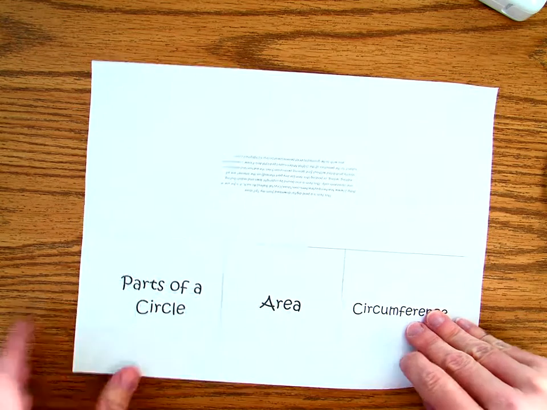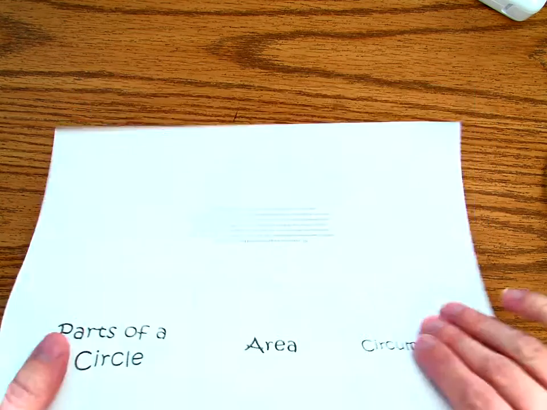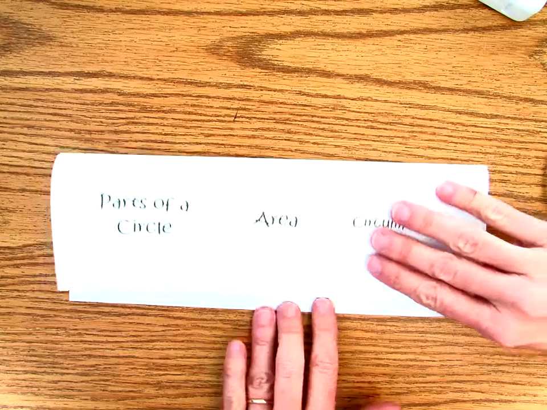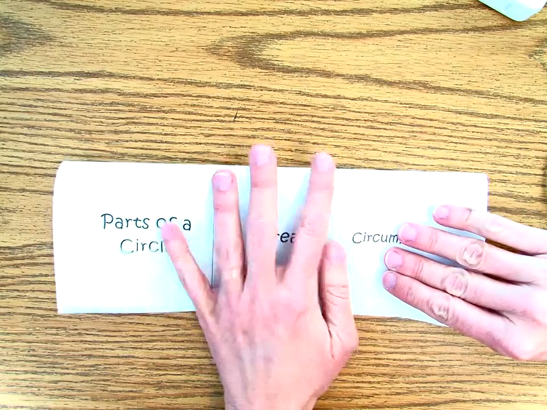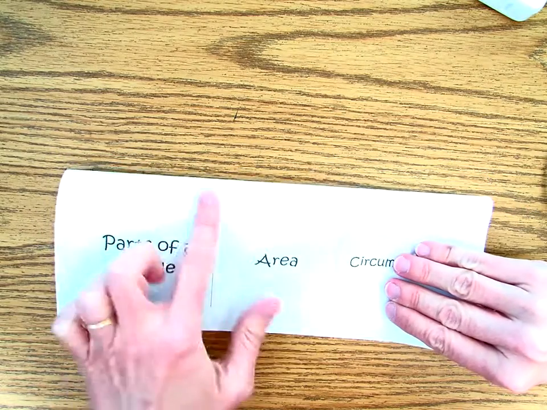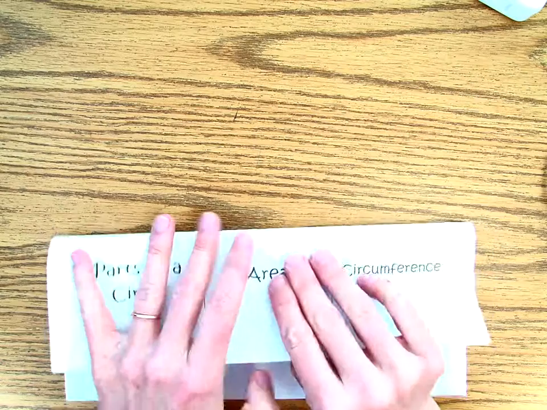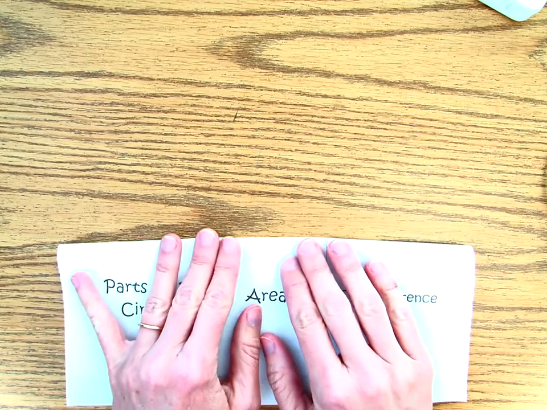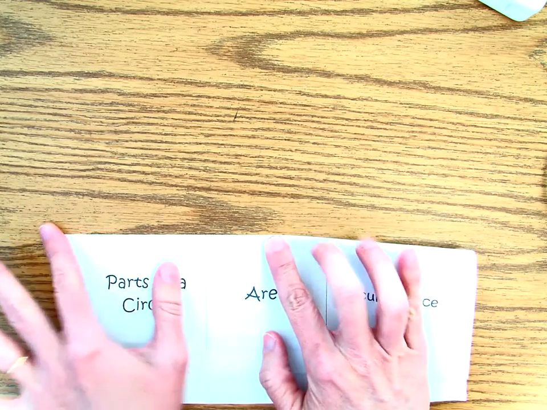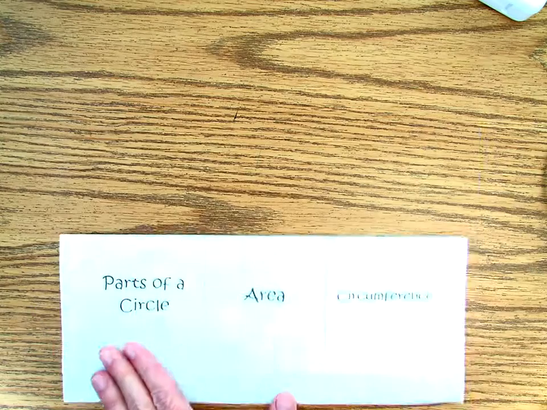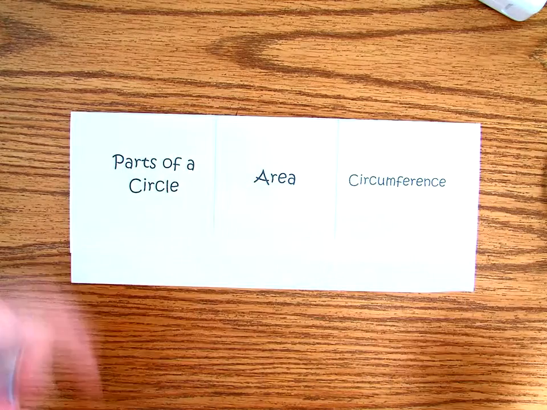So the first thing that you need to do is make a fold, but we're not going to fold this foldable directly in half. We're going to fold on this line right here. So there should be a little bit of paper sticking out the bottom, and that's okay. Don't cut that off because that's where we're going to put the title of this foldable, which is Circles.